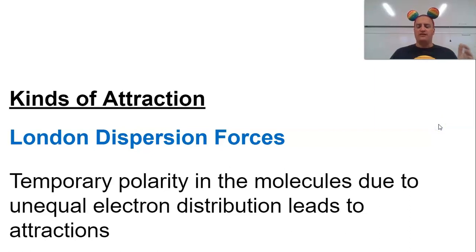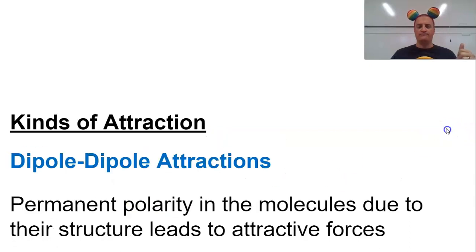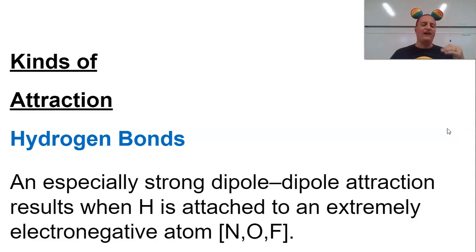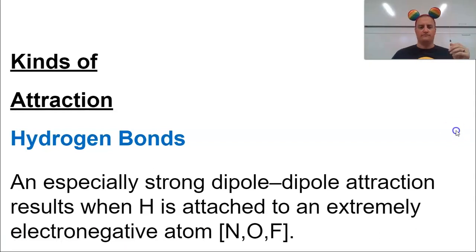So let's talk about kinds of attractions. A lot of this should be review that you've heard before. London dispersion: these are temporary polarity, when unequal distribution leads to attractions. So you've got the London, the lowest form. Dipole, permanent polarity. This is when you have polar molecules, where structure leads to attractive forces. Then a higher level of polar is called hydrogen bonding. That's a very specific example of hydrogen attracted to nitrogen, oxygen, or fluorine. That is going to have hydrogen bonding. You need to make sure that is different from what you think of as dipole.